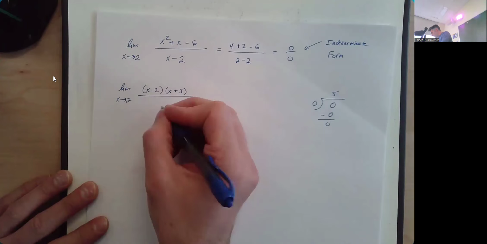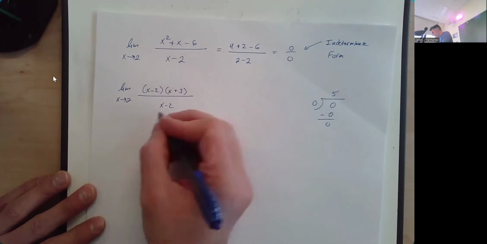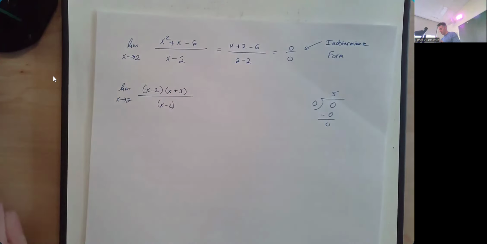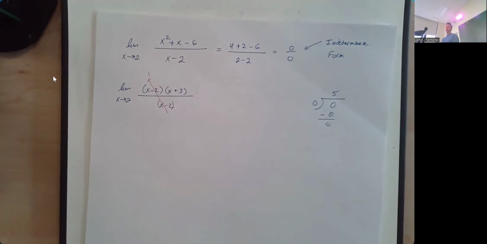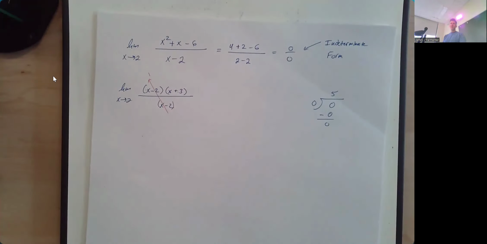And then on the bottom, I still have an x minus 2. And then I would encourage you all to say that x minus 2 divided by x minus 2 is 1. Is it always 1? He's like, why would you ask this question if it wasn't? Well, yes, except for when. When would that be a problem?